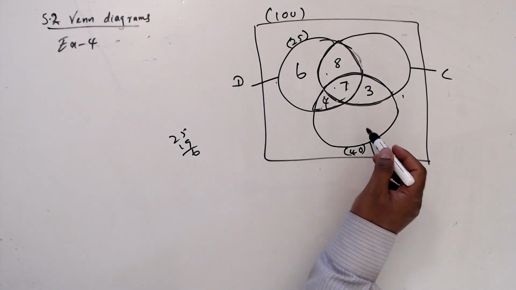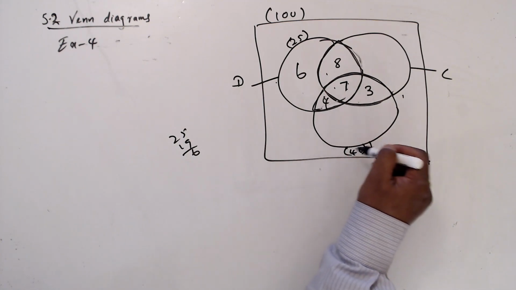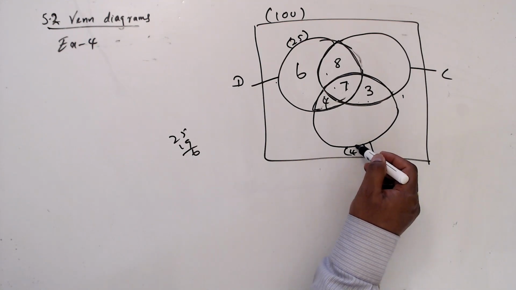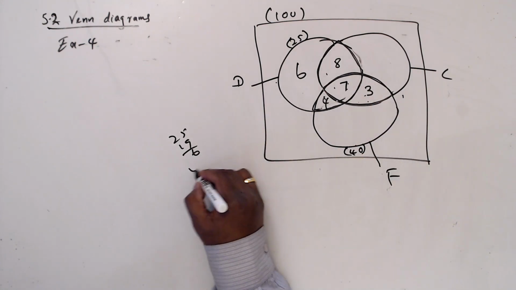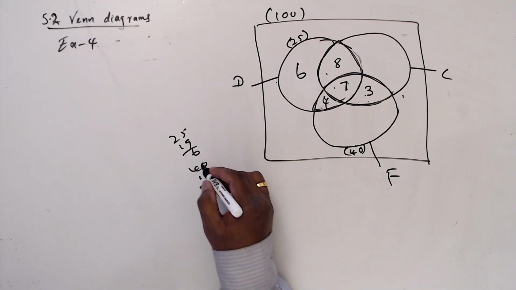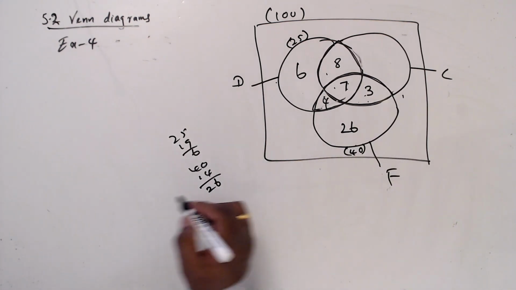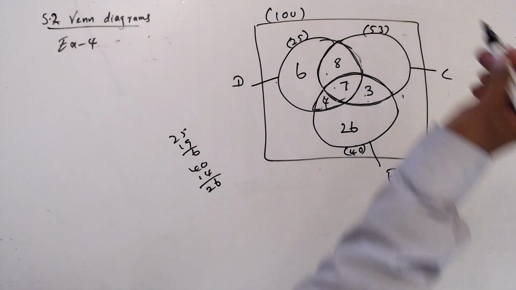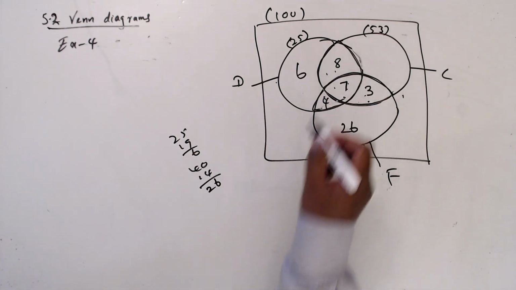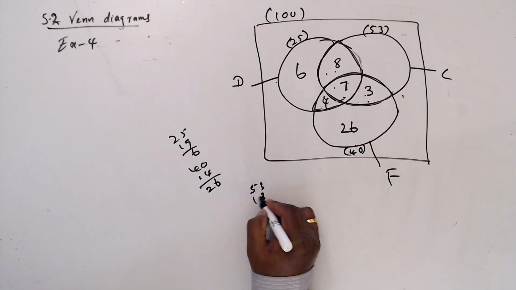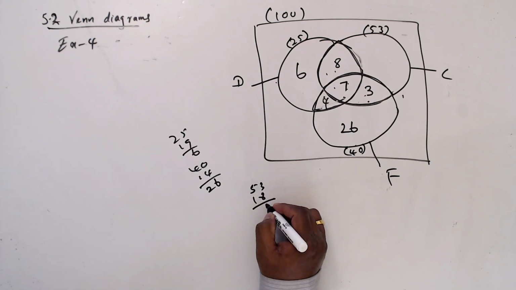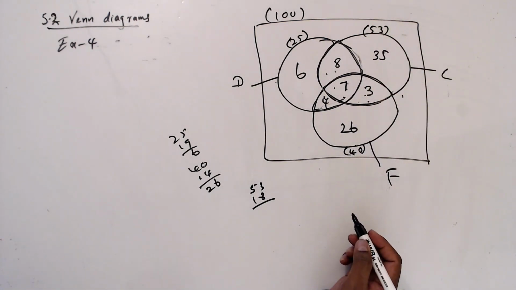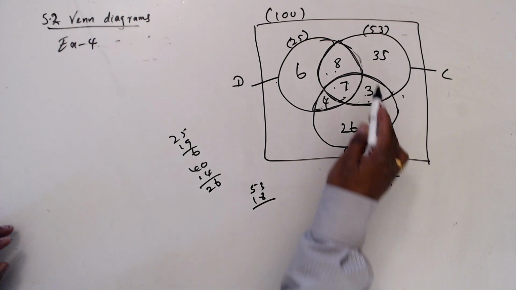Now here also I can work out 4 plus 7 plus 3 and 10, 14. 40 minus 14, 26. Now about the cats. There is another thing, 53 on cats. Then 10, 18. 53 minus 18, 35. And now all areas are complete.